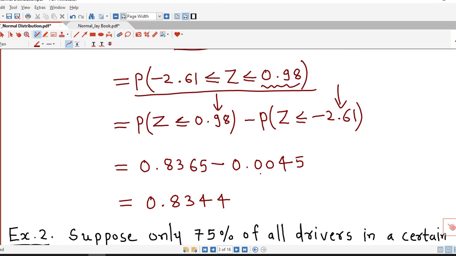So we put here 0.005. And then we take the difference of these two, 0.8365 minus 0.0045. So the difference is 0.8320. So we write here 0.8320.